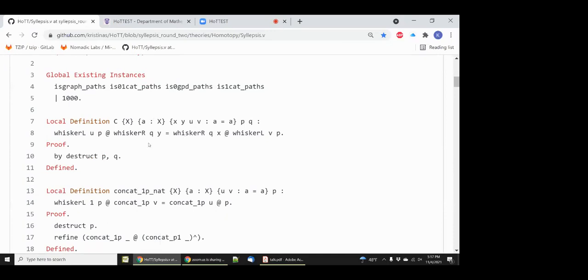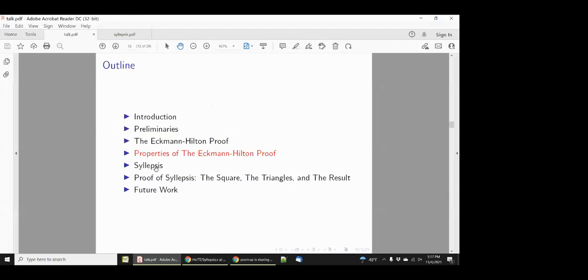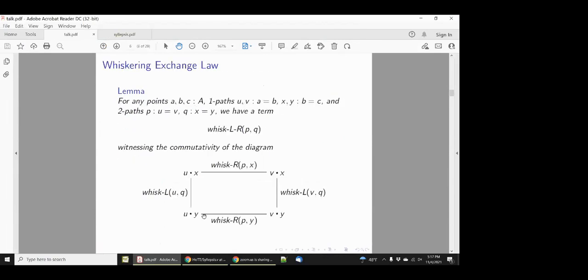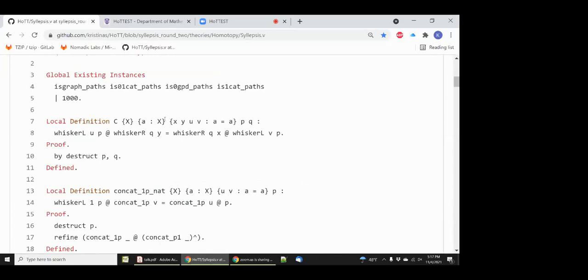So here the C. I'm really bad with names, so if somebody can suggest something better, that would be great. This C is just the whiskering. I'm going to go to the beginning of the slides since I largely formalized it in the way that it's done here. Okay, so whiskering exists in the library. Then we have the Whiskering Exchange Law, which is the C here.